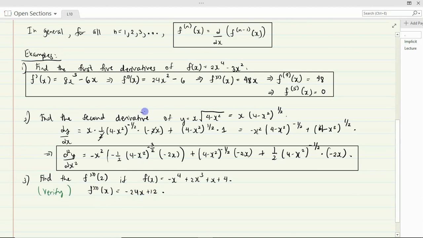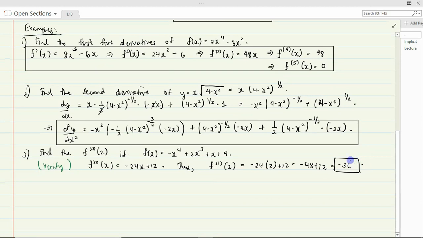And since this is your third derivative, ano ngayon ang ating sagot? We just substitute 2 to f triple prime of x. So you have negative 24 times 2 plus 12. You have negative 48 plus 12, so you have negative 36. And that is your final answer.